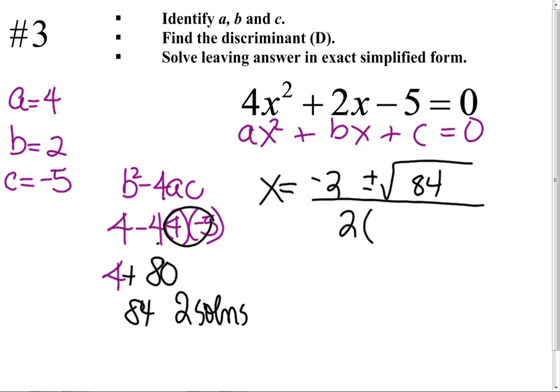What was a? What did you say, Henry? That's right. 2 times 4. No, a. What's a? 4.